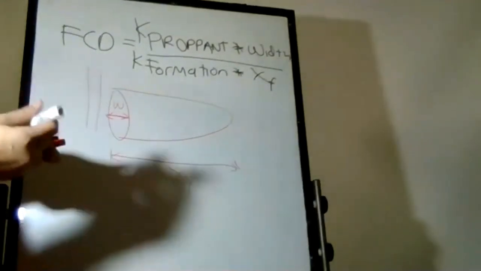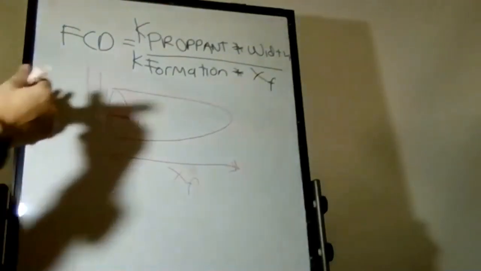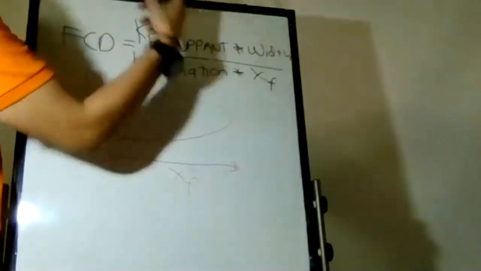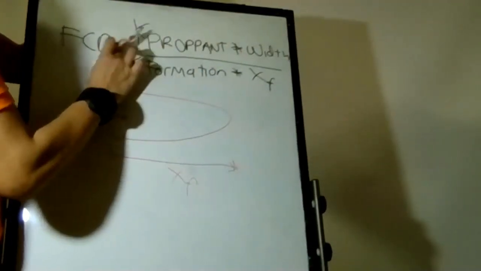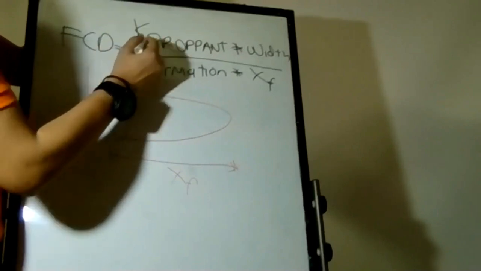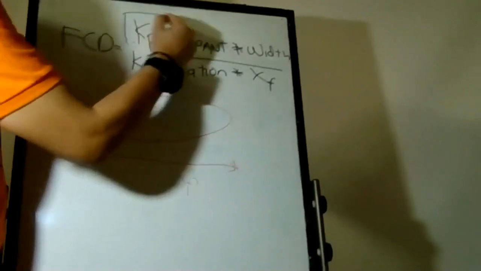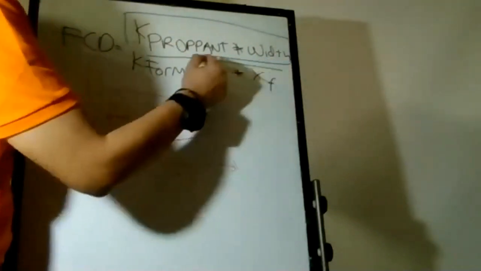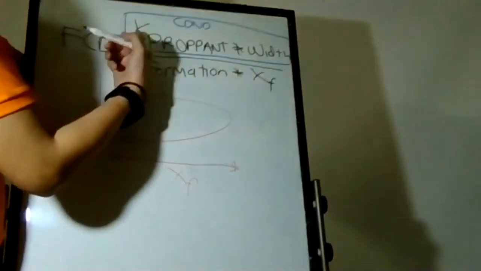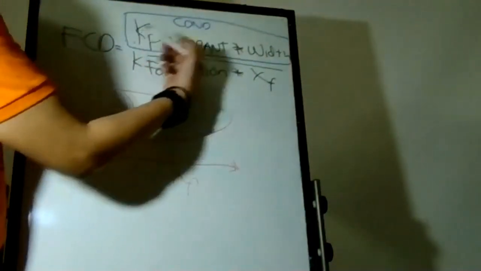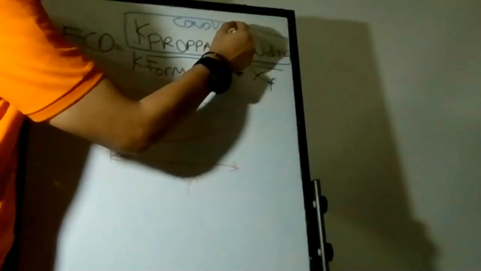Okay, let me slow down here. So here, guys, the top part of the equation, this is what we call conductivity. This part at the top, which is the permeability of the proppant times the width, is your conductivity.